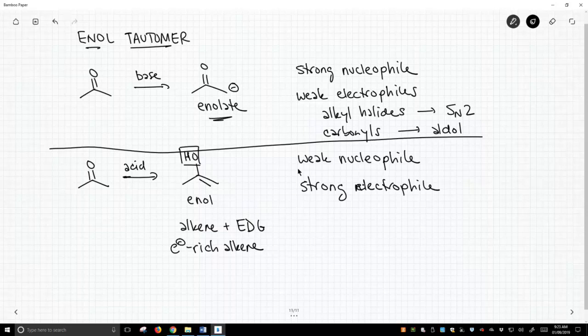And what are good, strong electrophiles to react with these enols? Well, you can react things like halogen sources. We'll see a lot with this. You can also treat this with carbonyls. Now, not really carbonyls, but protonated carbonyls. We won't go into this.